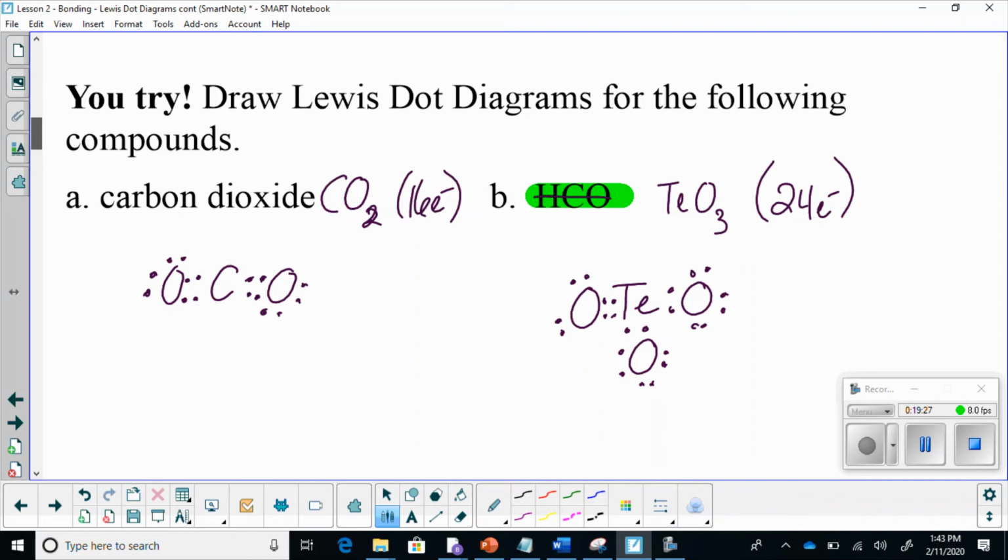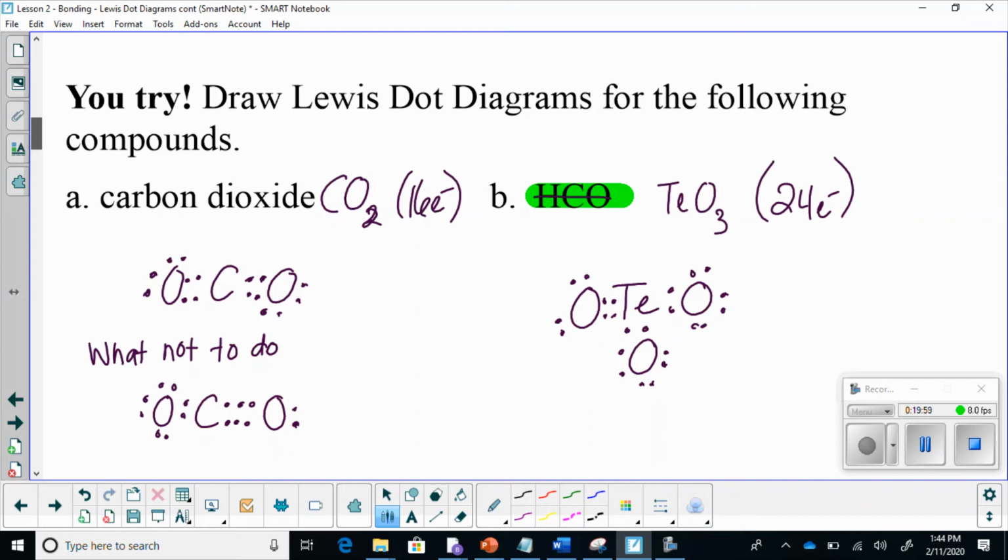This is what not to do. This is what I do not want you to do. To form a triple bond and have a single bond here. I do not want you to form a triple bond. You only form triple bonds if double bonds are no longer an option.